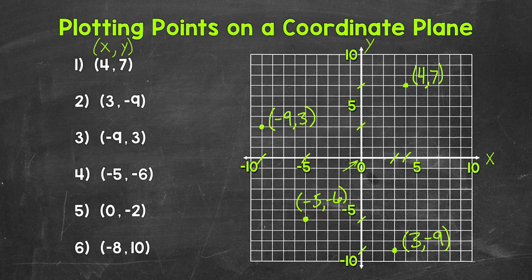Let's move on to number 5, where the x-coordinate is 0 and the y-coordinate is -2. Now with the x-coordinate being 0, we don't move right or left on that x-axis from the origin. 0 is right here on the x-axis. And then we need to go down to -2, which is right here on the y-axis. So we plot this point right here, 0, -2.